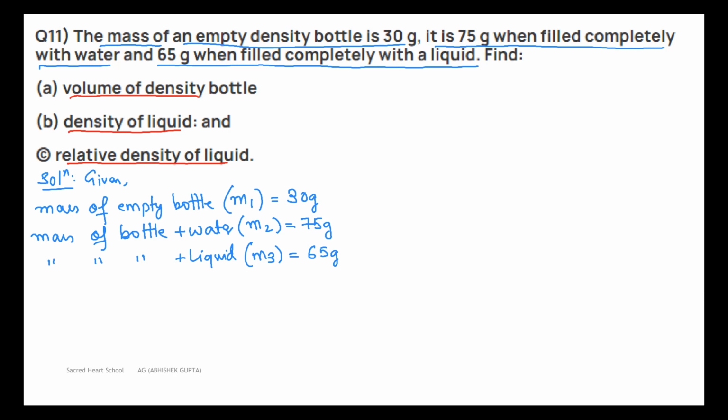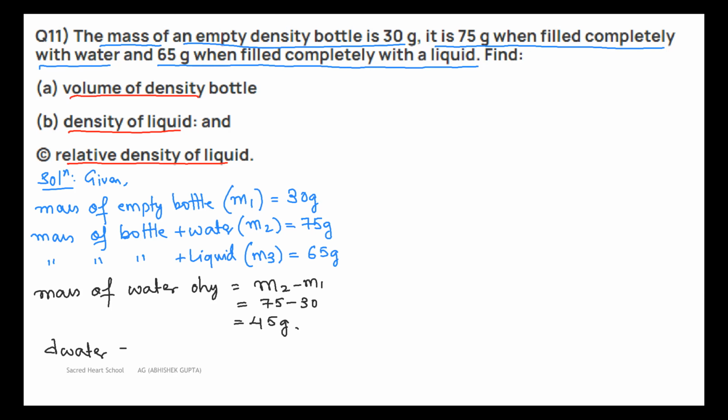Let's do it. Now, mass of water only will be how much? Can I say M2 minus M1? M2 is how much? 75 minus 30. That is 45 gram. Now, since we know that the density of water is equal to 1 gram per centimeter cube, therefore, the volume of water will also be equal to, can I say, how much? Whatever the mass is, that will be the volume. Only the unit will change.